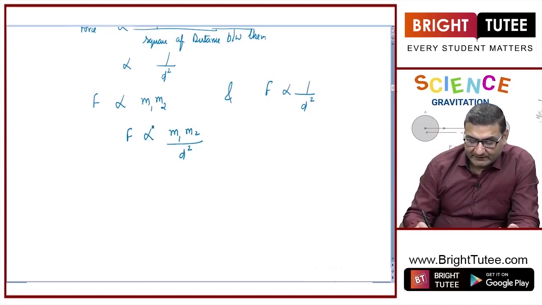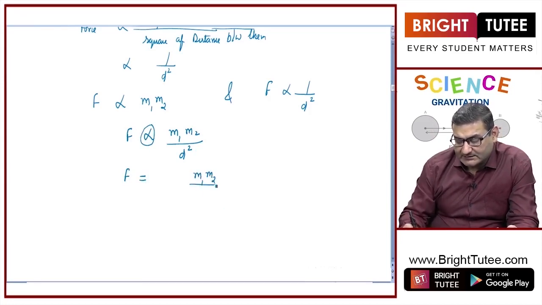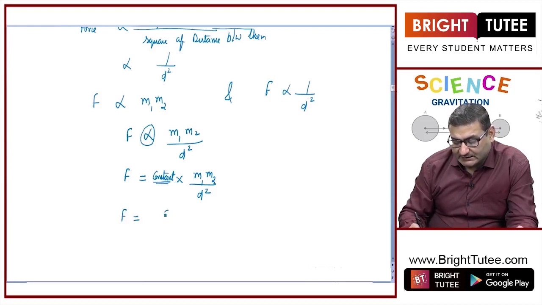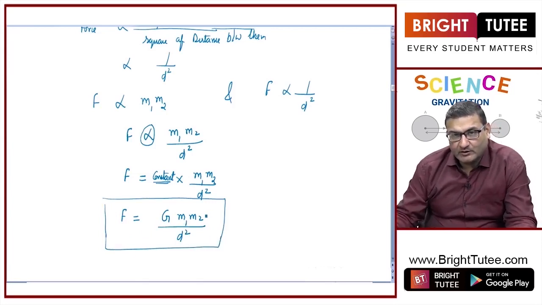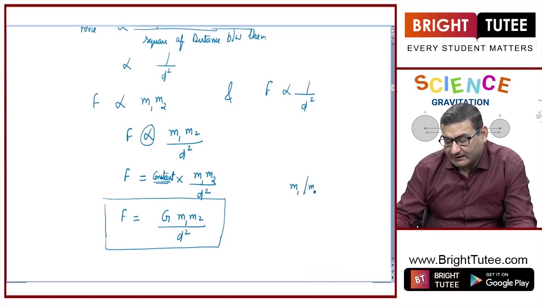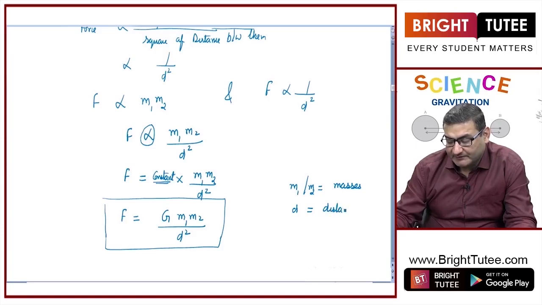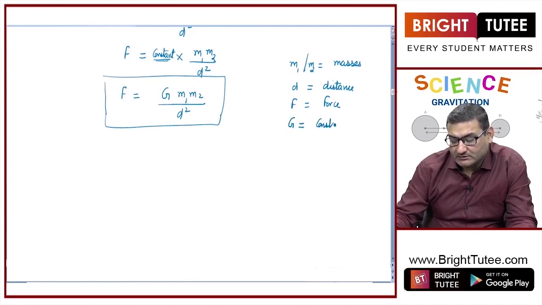Got it? Now, we know that whenever we have to remove this sign of proportionality and convert it into an equal to sign, then in that case we multiply this side with a constant which is known as a constant of proportionality. And in this case the constant of proportionality is taken to be capital G. So, my whole equation becomes F is equal to G m1 m2 upon d square, where m1 and m2 are the masses of the two objects, d is the distance between the midpoints of these two objects, F is the force of attraction always, and capital G is a constant of proportionality.